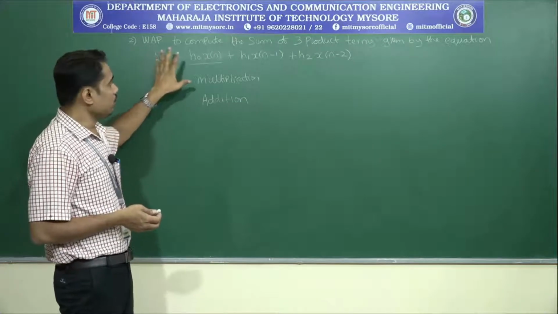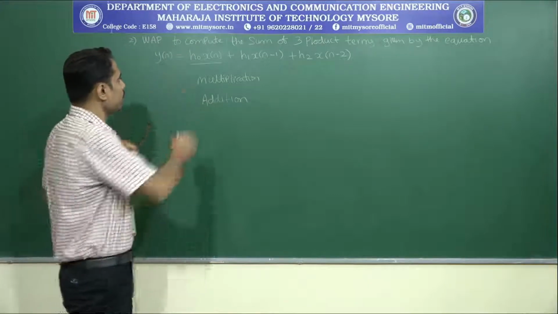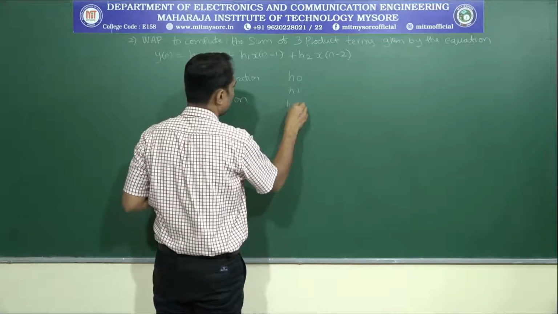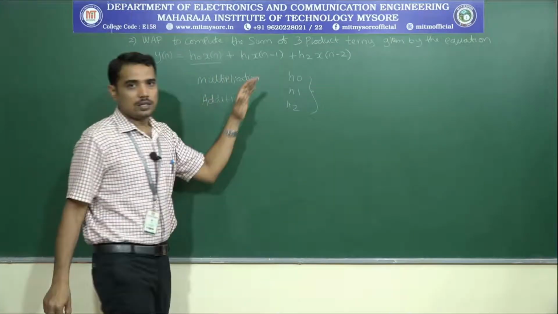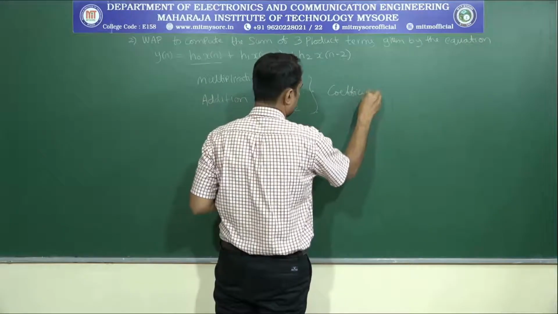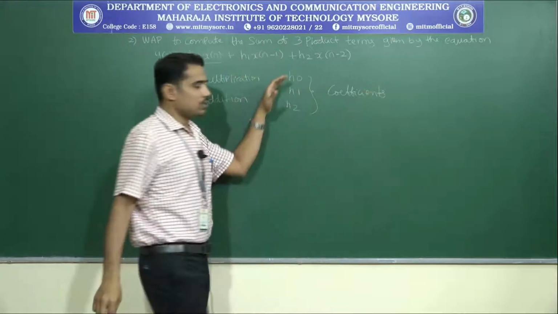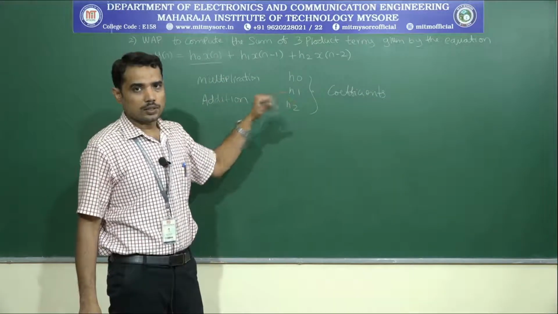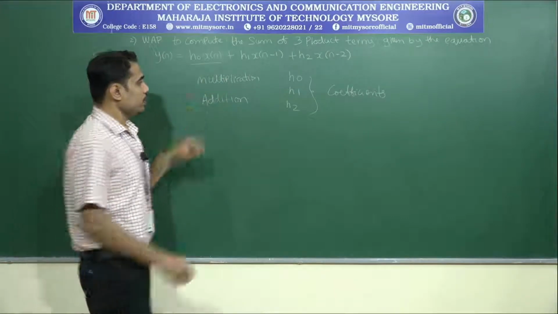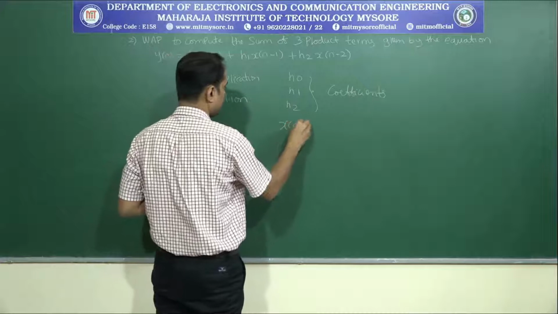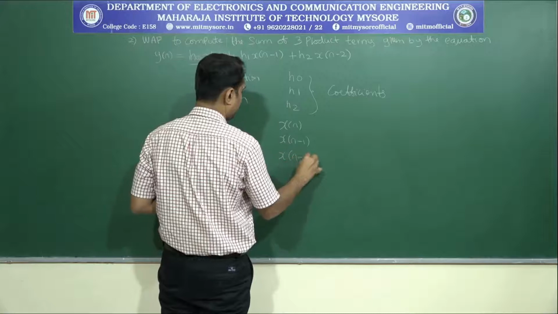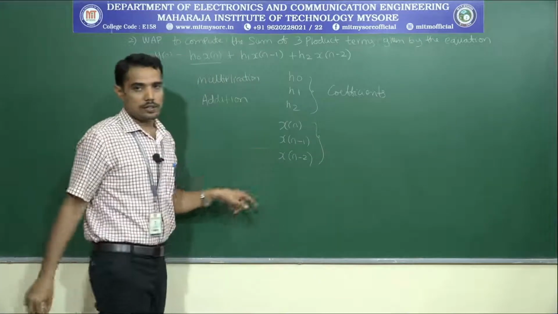Okay. In order to do so, let us think that h0, h1 and h2 all are coefficients. All these three coefficients are stored in successive memory locations, for the sake of simplicity. And x(n), x(n-1), x(n-2), these three are the data samples.